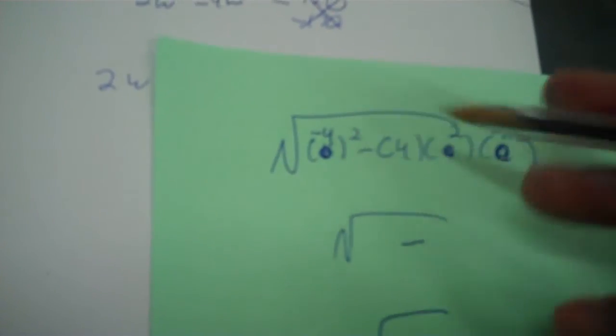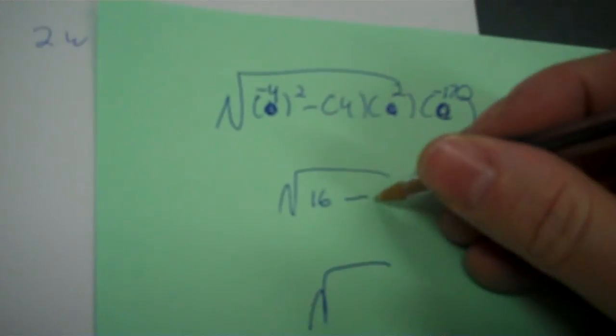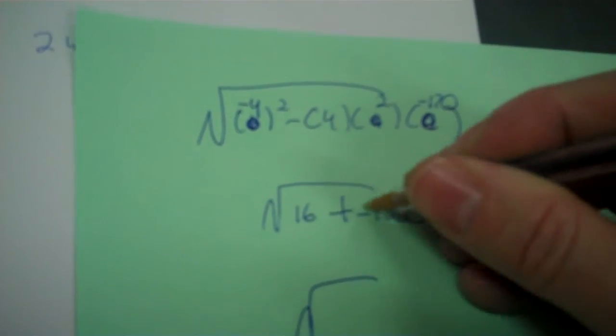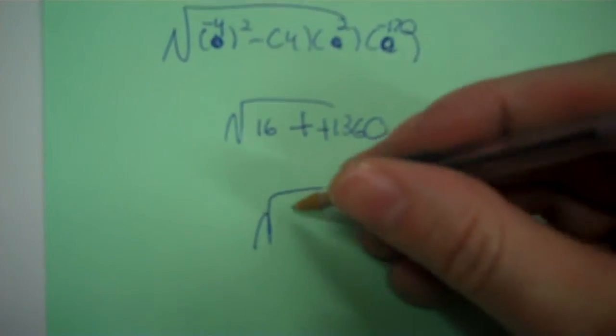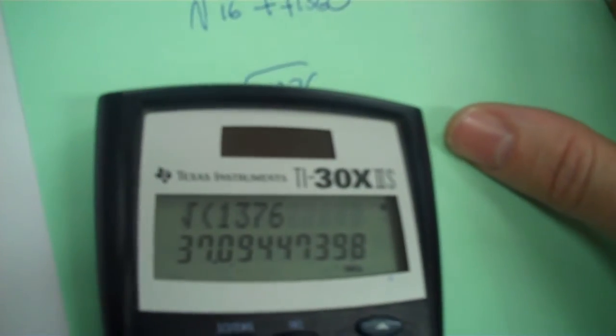Put the minus, negative 4 times itself is 16. And then 4 times 2 times negative 170 is negative 1,360. Plus, plus. 1,376. Okay. And then I'll find the square root of that. That's an irrational number. Okay, it goes on forever. That tells me that GCFT stuff is a big waste of time.